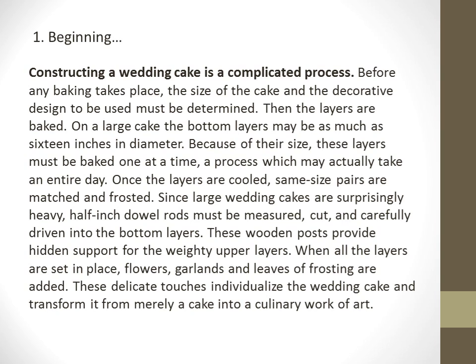Since large wedding cakes are surprisingly heavy, half-inch dowel rods must be measured, cut, and carefully driven into the bottom layers. These wooden posts provide hidden support for the weighty upper layers. When all the layers are set in place, flowers, garlands, and leaves of frosting are added. These delicate touches individualize the wedding cake and transform it from merely a cake into a culinary work of art.